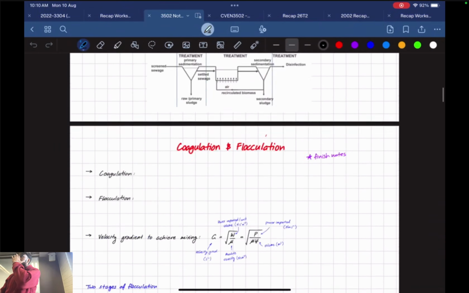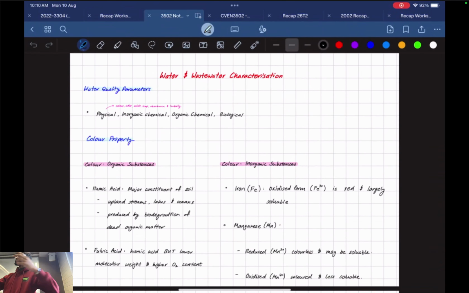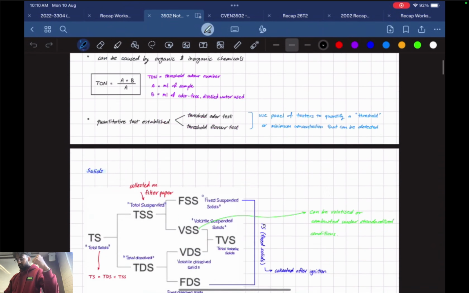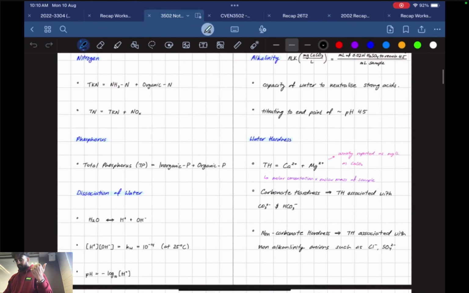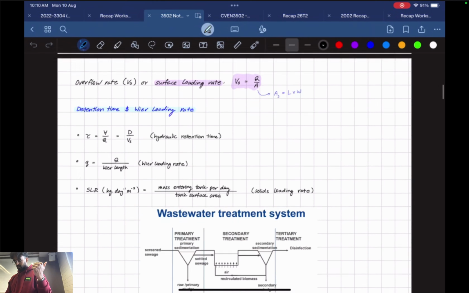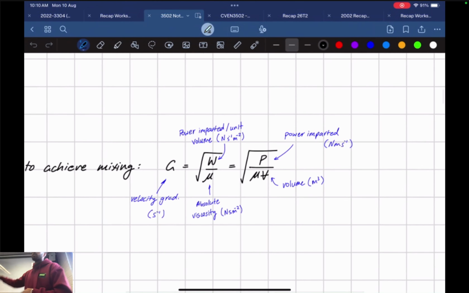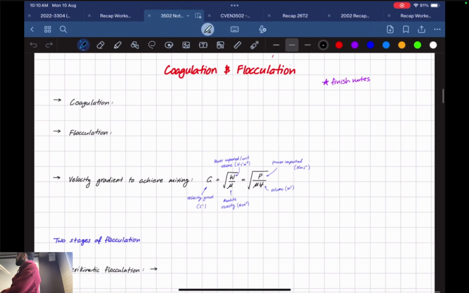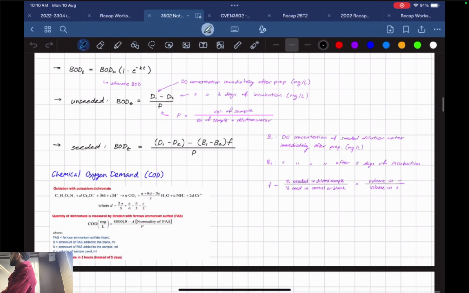Obviously you've got two big sections. I'm not sure how it's split this year. I think it might be 50-50 still. You've got water quality and you've got hydraulics, or water engineering. But for the first part, you've got a couple topics that are pretty important. You've got sedimentation, a couple important formulas here. Coagulation, flocculation. So you've got this one key formula that you guys got to know. Biological processes. This is pretty important.